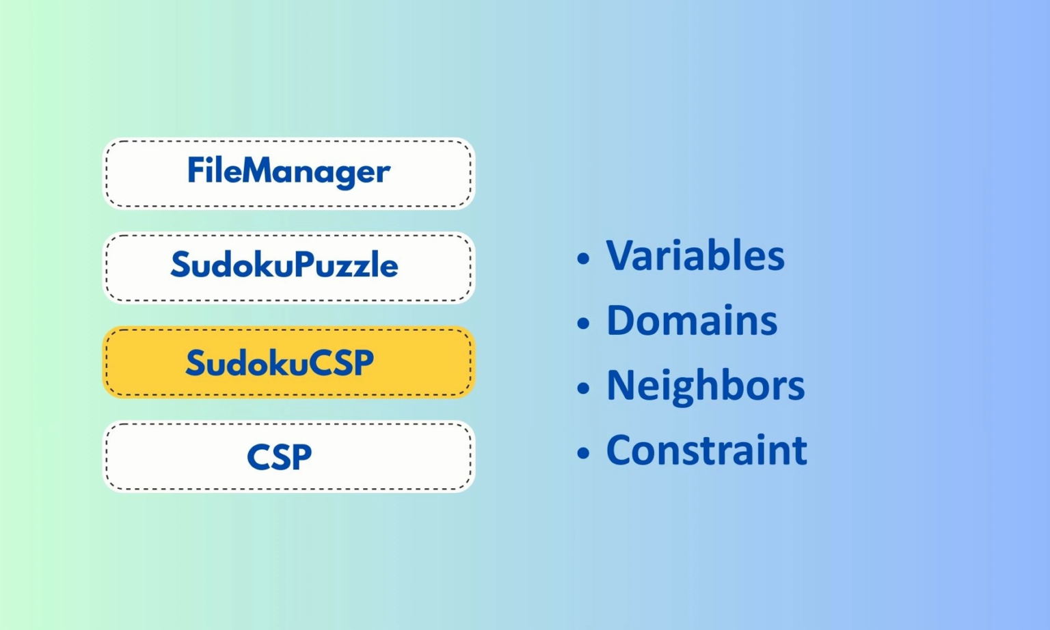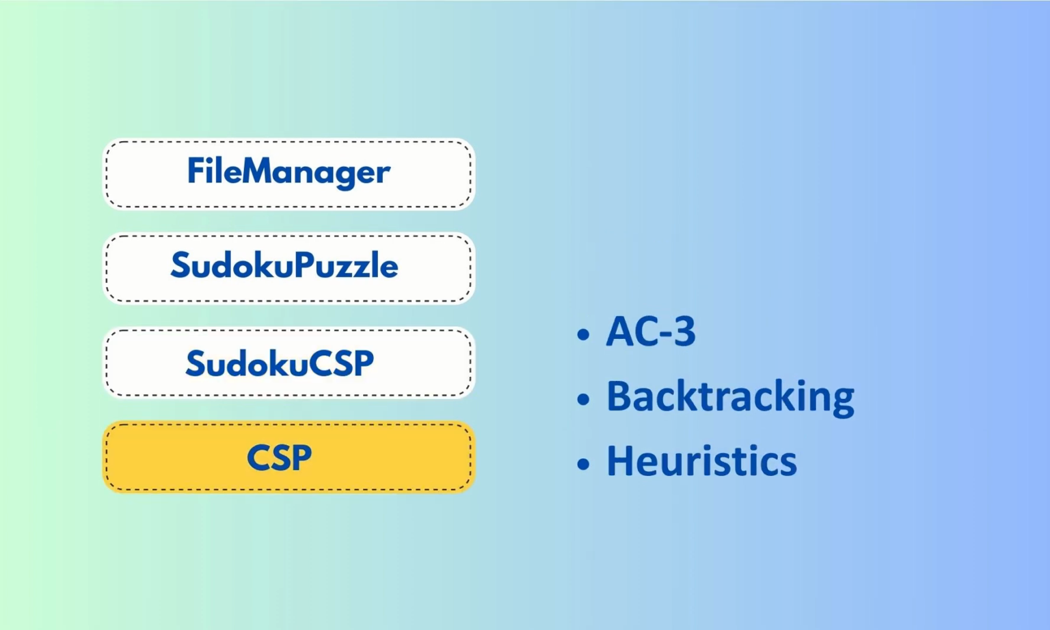It defines the variables, which are every cell in the grid; the domains, which is a dictionary containing possible candidates for each cell; the neighbors, also a dictionary containing all neighbors for each cell. By neighbors, we mean all the cells in the same row, column, and subbox other than the cell itself. And the constraint function, that is, two neighboring cells cannot share the same value. Finally, the CSP class that handles AC3 and backtracking. This is a reusable CSP framework that could be extended beyond Sudoku.